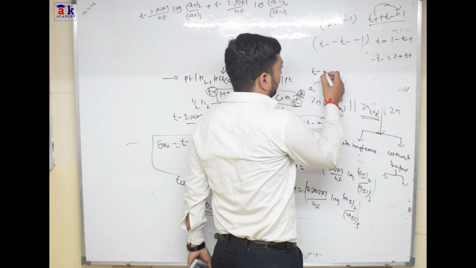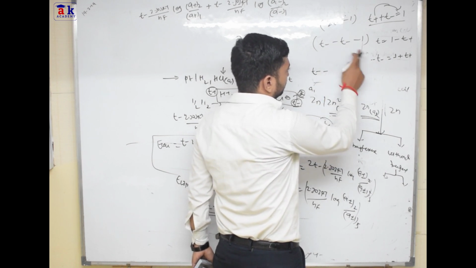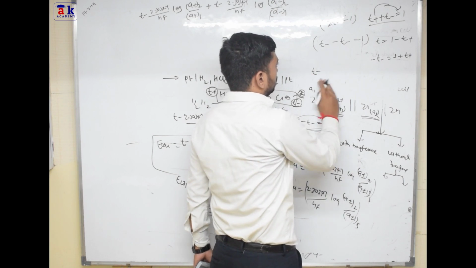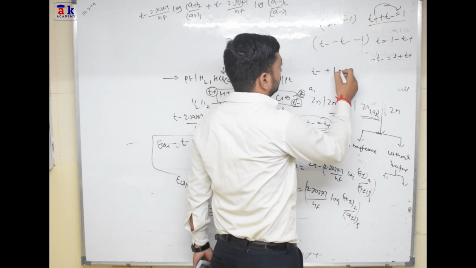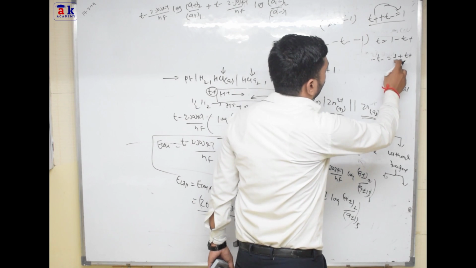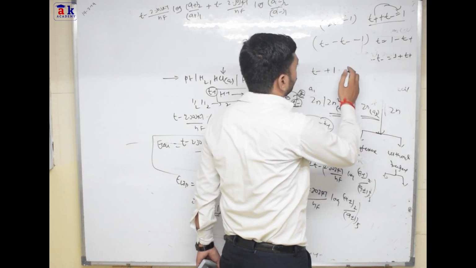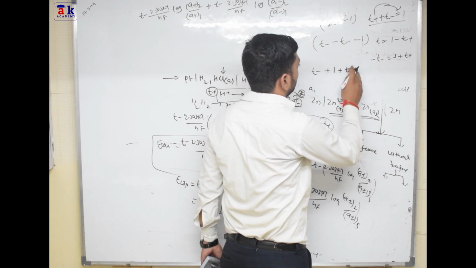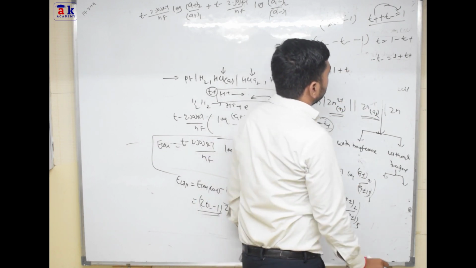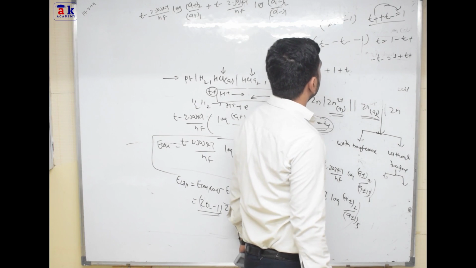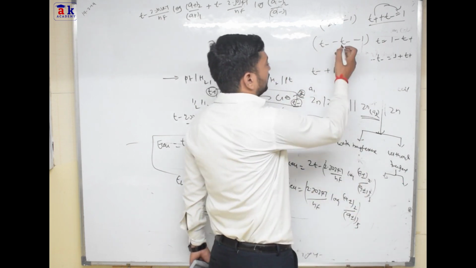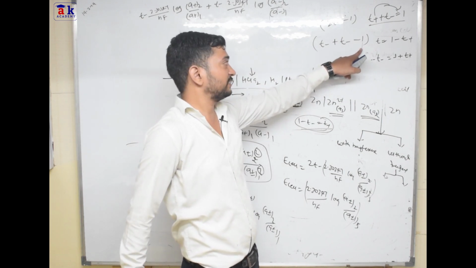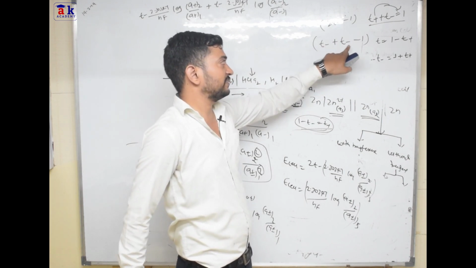So it will become t minus minus t minus is equal to what? 1, t minus plus 1, and here we have, sorry, not plus t minus. Here what we will have is t minus plus t minus minus 1. Sorry for this silly mistake. So this is t minus plus t minus minus 1.